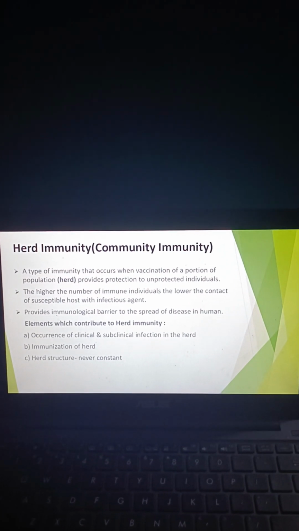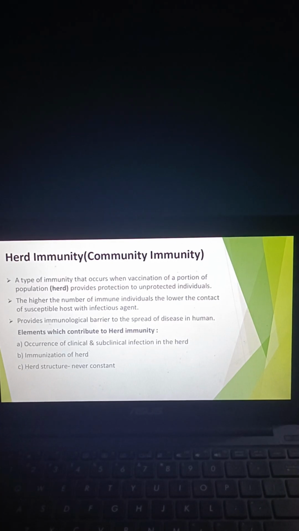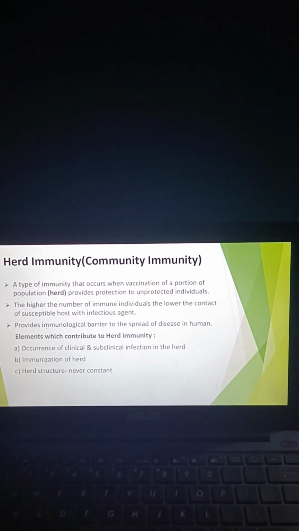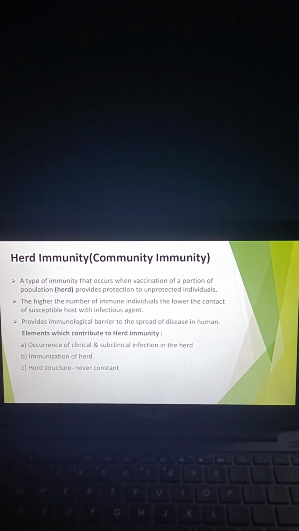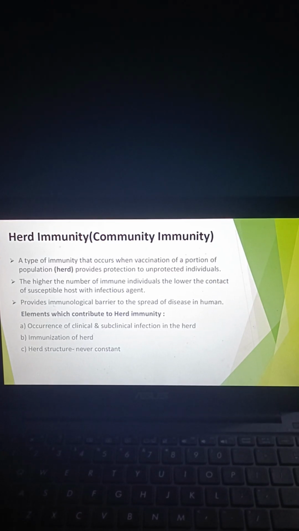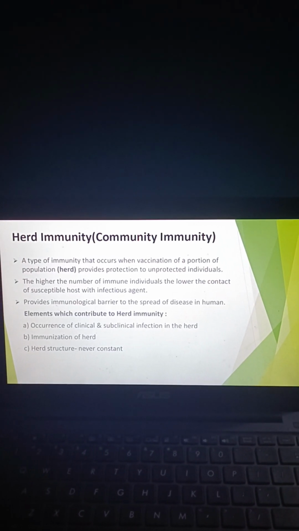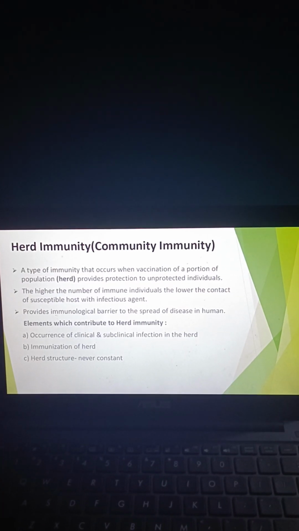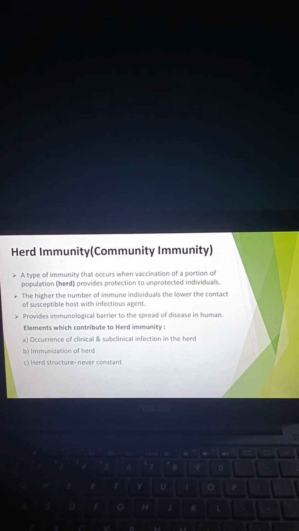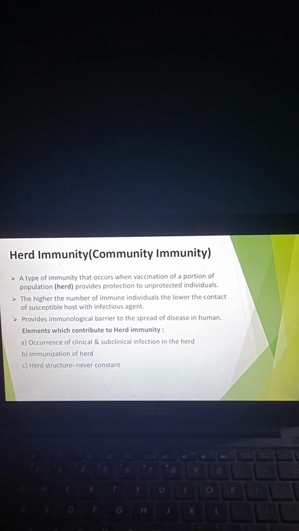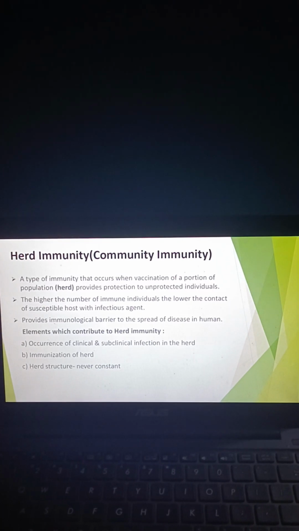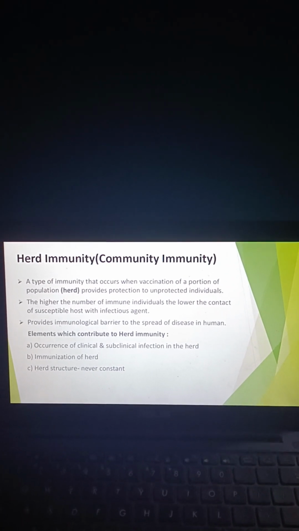Then coming to herd immunity, that is community immunity. It is a type of immunity that occurs when vaccination of a portion of the population provides protection to unprotected individuals. The higher the number of immune individuals, the lower the contact of susceptible hosts with the infectious agent. It provides an immunological barrier to the spread of disease in humans, and elements which contribute to herd immunity are occurrence of clinical and subclinical infection in the herd, immunization of the herd, and herd structure, which is never constant.